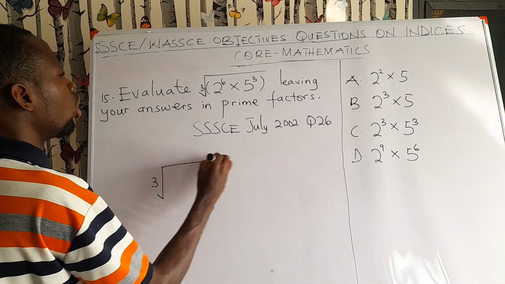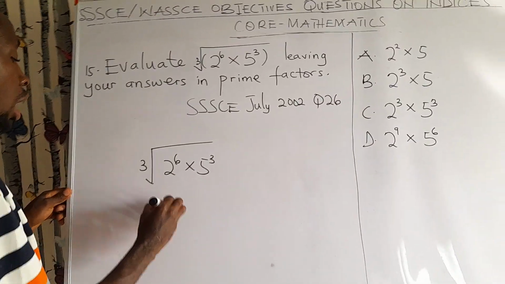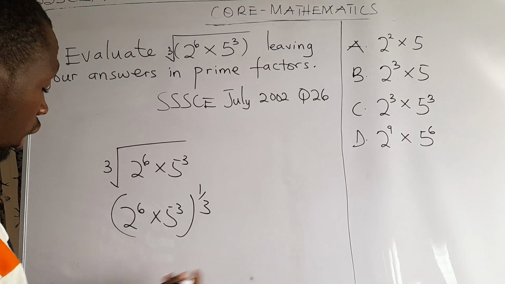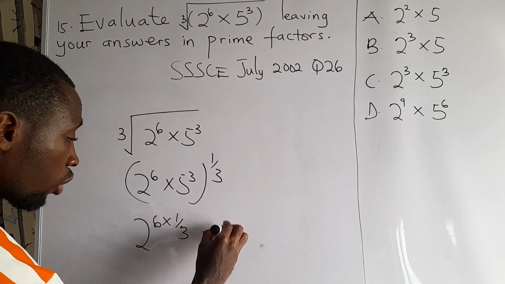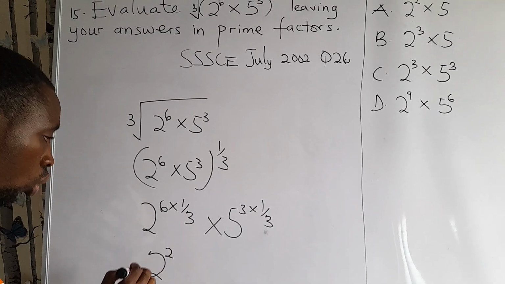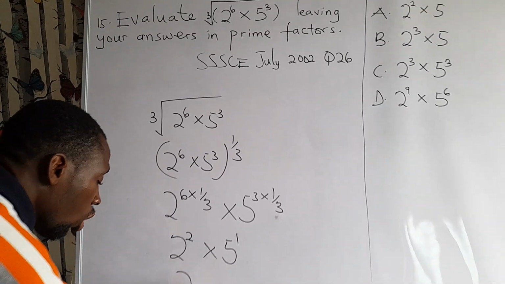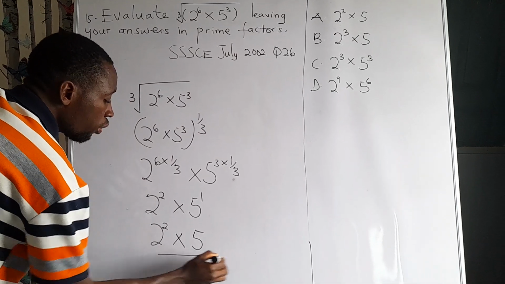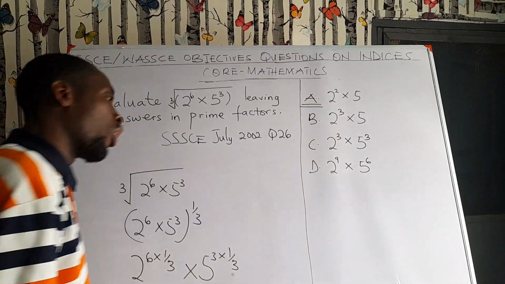So the cube root of 2 exponent 6 times 5 exponent 3. So we say that the cube root of any number is the same as that number exponent 1/3. So since they are multiplying, we can distribute that. So I have 2 exponent 6 times 1/3, then times 5 exponent 3 times 1/3. 6 times 1/3 will be 2, then 3 times 1/3 will be 1. So that will be 5 exponent 1. So I have 2 exponent 2. Since they say the answer should be in prime factors form, I have 2 exponent 2 times 5. So the correct answer is 2 exponent 2 times 5, and that is A. I hope you had it correct.